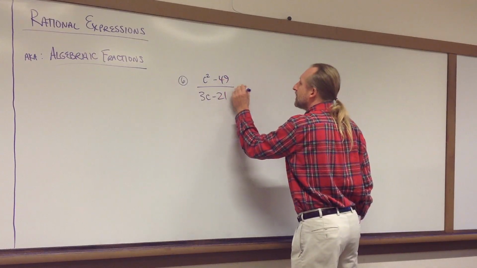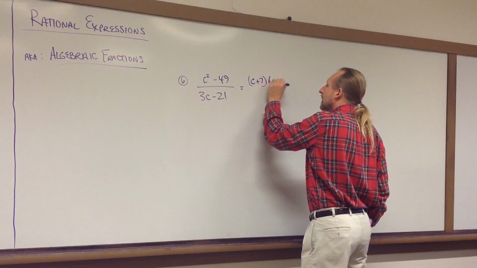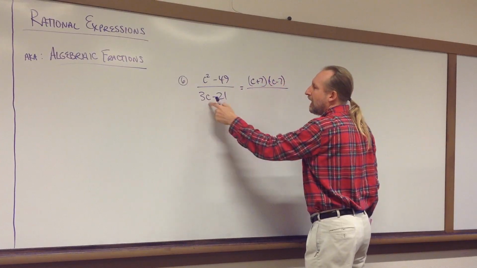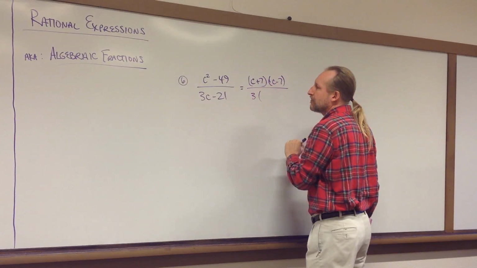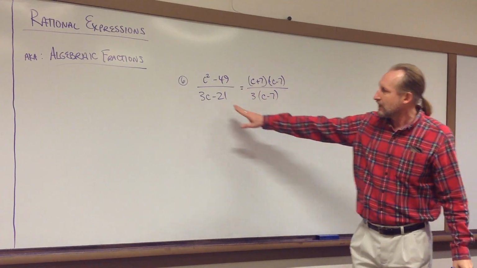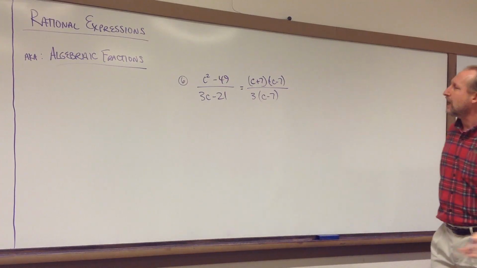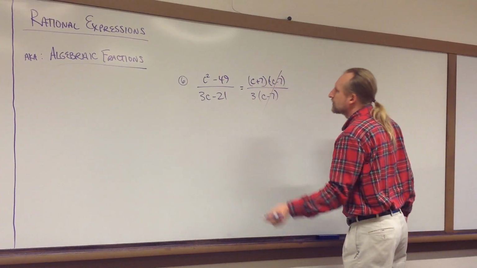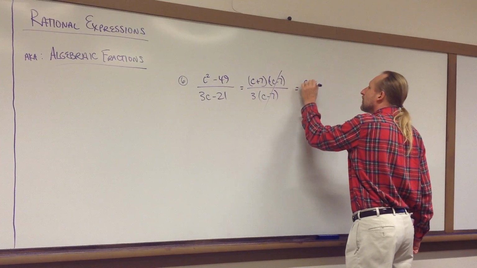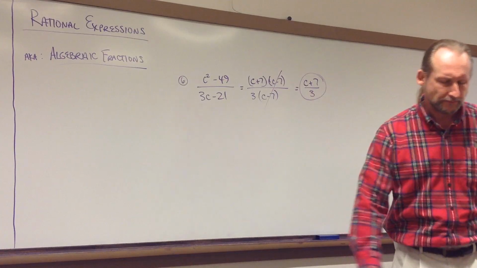So this one up here is a difference of squares. This is c plus 7 times c minus 7. And then on the bottom, you have a common factor of 3. When you factor out the 3, you're left with c minus 7. So now everything's been factored, we can look for common factors. And here are two common factors, and we're left with c plus 7 over 3.